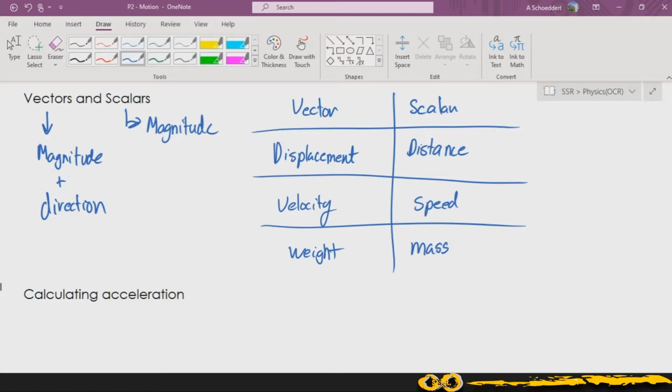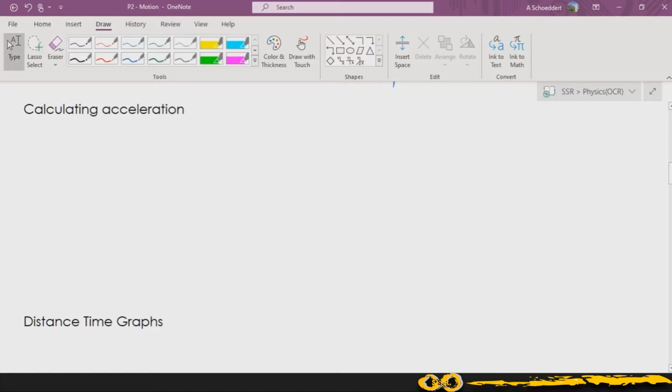While you're in the physics room, remember that these two are not equal. The weight is the force of gravity on your mass, and the mass is just a measure of the number of particles. Calculating acceleration is our next topic, so let's move on to that now.